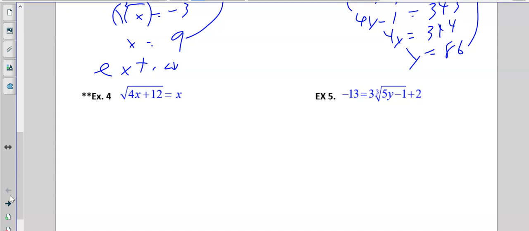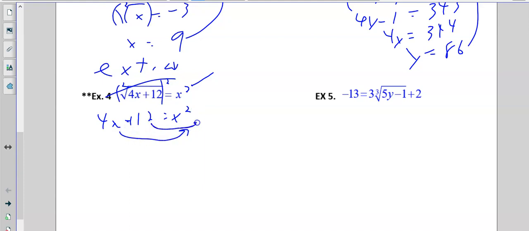Okay, now in this one, notice this is a square root, but I have a variable over here. It's going to be a little bit different. When I do this, this goes away, but I have 4x plus 12 equals x squared. Well, we need to get everything on the same side, so these are both going to come over. I want to keep my x squareds positive. That's why I'm moving 2 things instead of just moving the x squared. So that's going to be x squared minus 4x minus 12 equals 0.